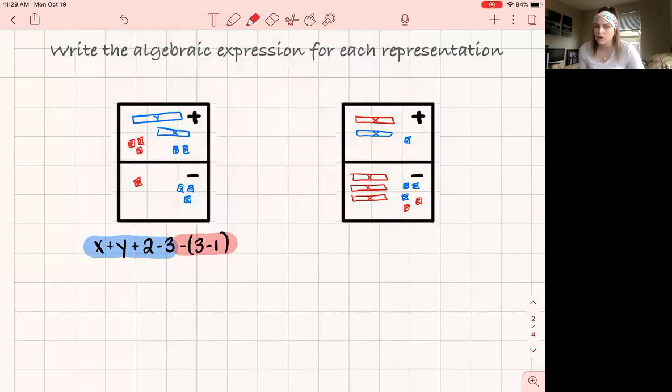If you simplified, that's awesome. So this next one here, starting in my positive zone, I have a positive x tile and a negative x tile and a positive unit tile. So there's my positive region. The negative region has 3 negative x tiles, 3 positive unit tiles, and 2 negative unit tiles. And again, that was representing the negative zone. So you should have something written like that. Again, if you simplified, awesome, you're ahead of the game. So before we move on to the exit ticket, what questions do you have for me?